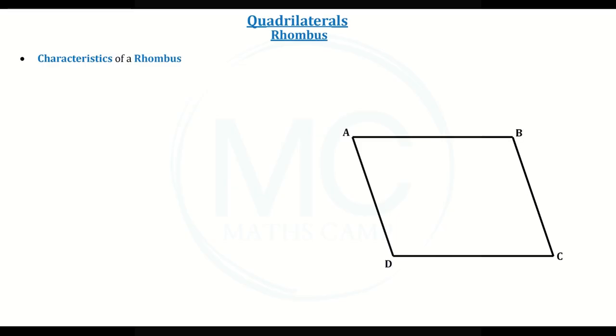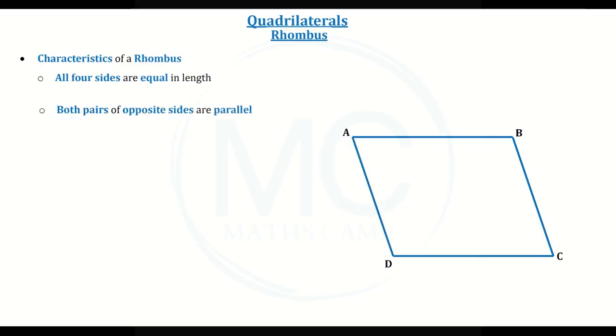Now, unlike a parallelogram, in a rhombus, all 4 sides are equal in length. This means the length of AB is equal to the length of BC, which is equal to the length of CD, which is equal to the length of AD.